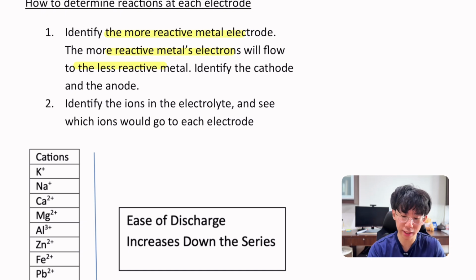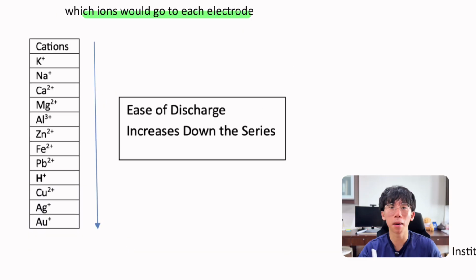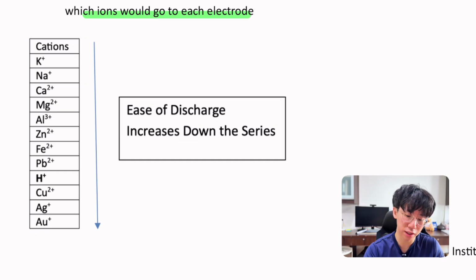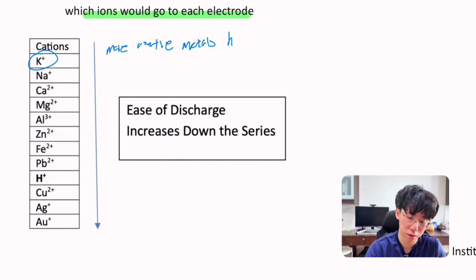Next, you want to identify the ions in the electrolyte and see which ions will go to each electrode. Typically, if you memorize your reactivity series, the ease of discharge table that you can see is actually the reactivity series, but it goes in the opposite direction. So you can see that the more reactive metals actually have a harder time to be discharged.